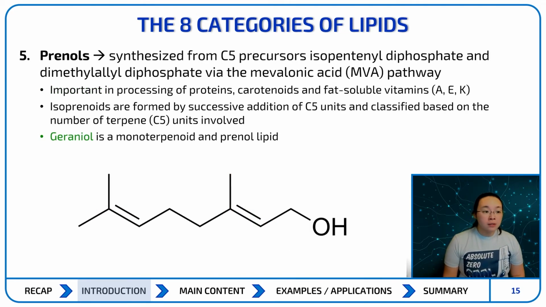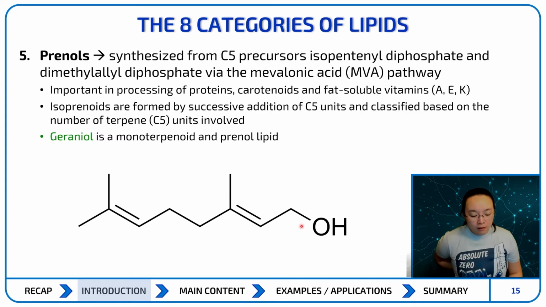Next, we can take a look at prenols. This I'm not as familiar with, but they are synthesized from 5-carbon precursors via a MVA pathway. The prenols are really important in the processing of proteins, carotenoids, and fat-soluble vitamins. I've just presented an example of a prenol, which is geraniol. And in that case, all I'll say here is that prenols do play a role in vitamins, and that would basically be it.